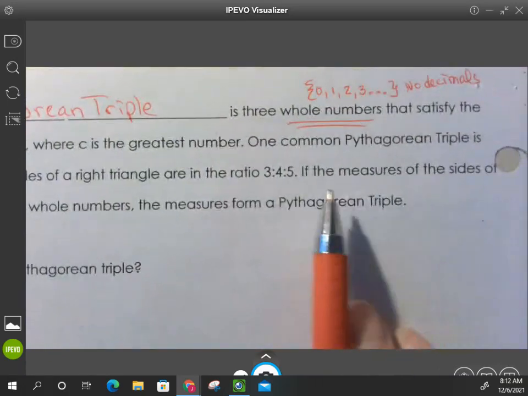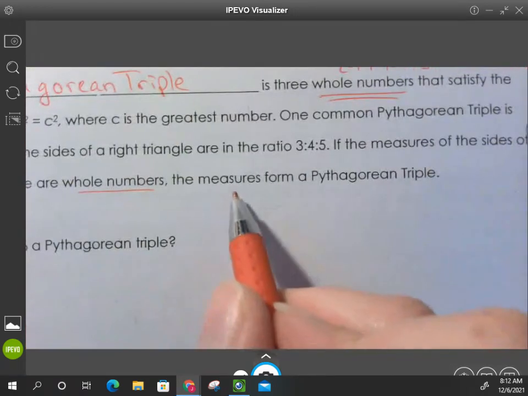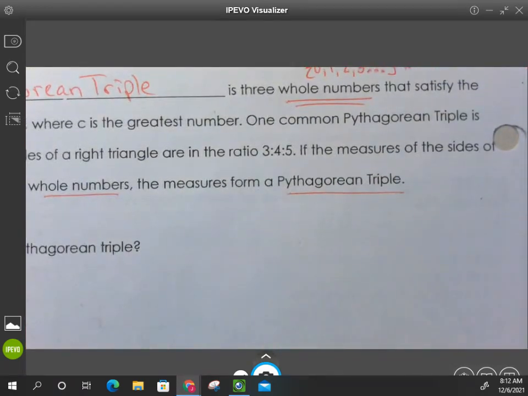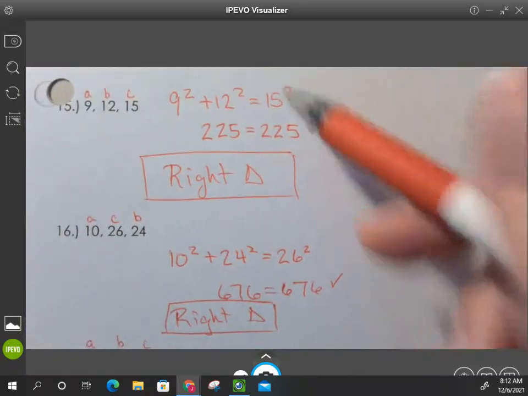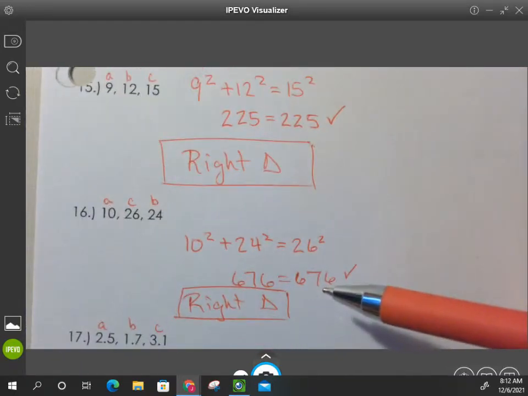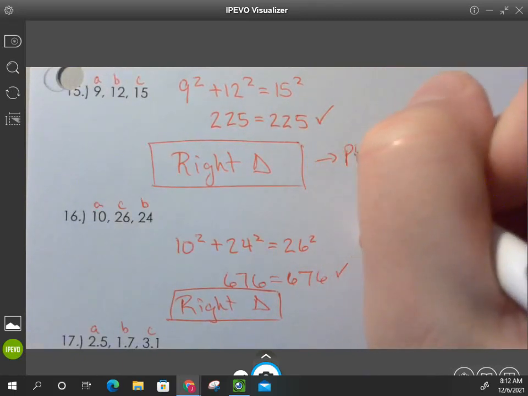So if the measures of the three sides of any right triangle are whole numbers, the measures form a Pythagorean triple. So go back to the front real quick. Numbers 15 and 16 made a right triangle. Okay, they made a right triangle, but what's more is they are Pythagorean triples.